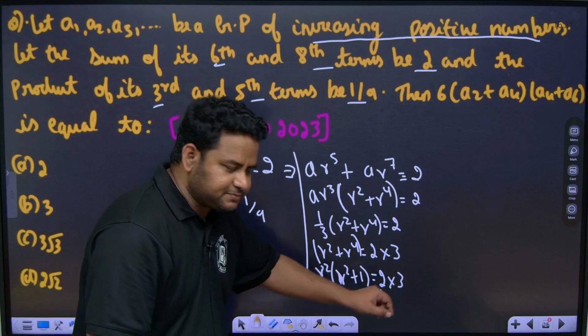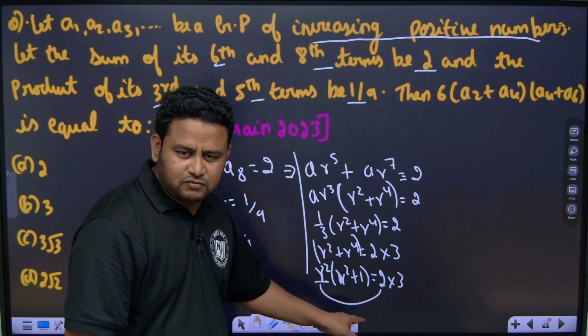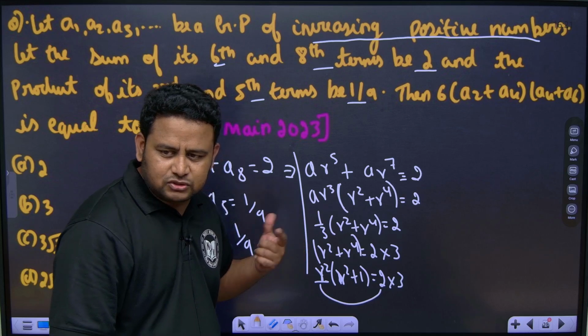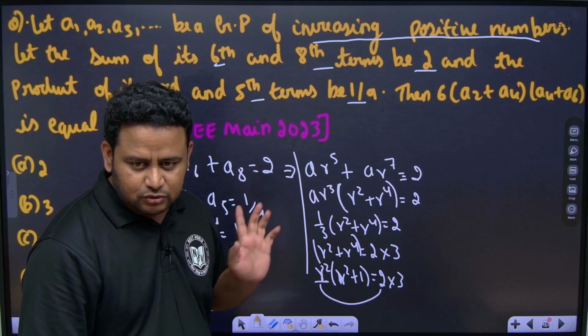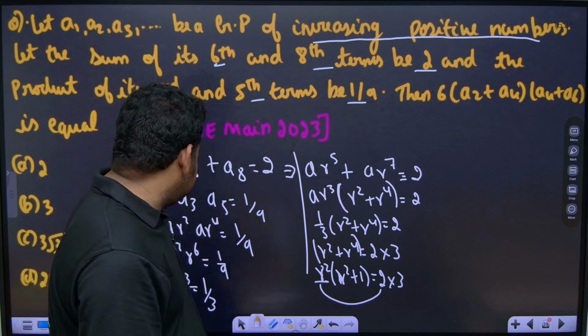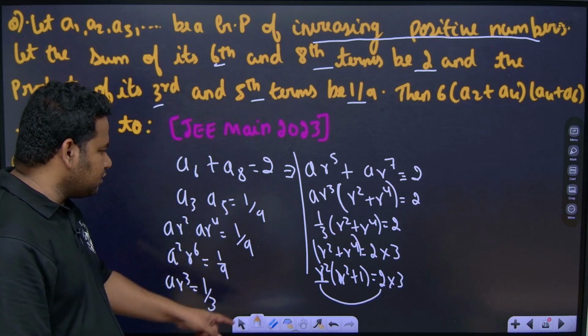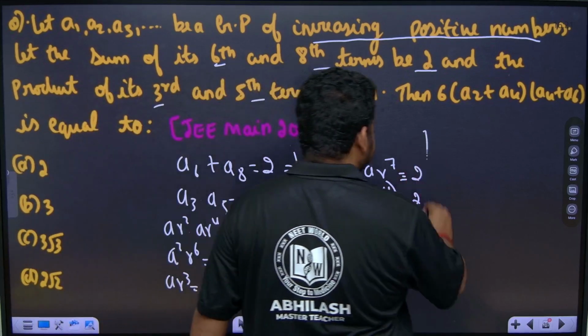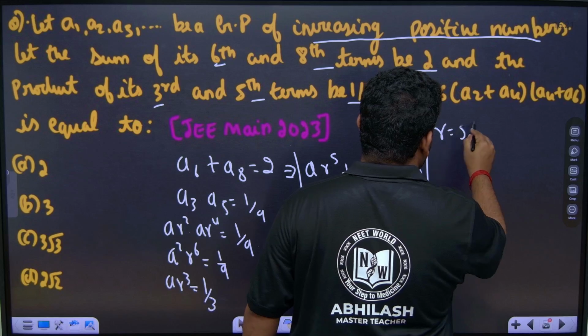R square plus 1 corresponds to 3. So r square is equal to what? 2. So r is equal to root 2, not plus or minus, only root 2. Why? Because the terms are positive and increasing. So I got ar cube is equal to 1 by 3, and r is equal to root 2.